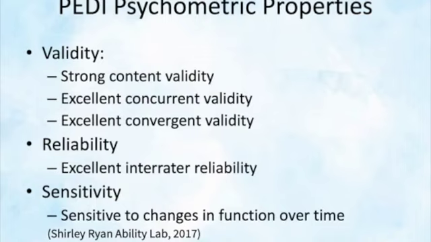For the psychometric properties, it's the gold standard for peds. So there's been a lot of research on it and information to back it up. So there are a lot of psychometric properties. These are also found on Shirley Ryan Ability Lab. For validity, it was reported that there's strong content validity, excellent concurrent validity, and excellent convergent validity. For reliability, it's reported that there's excellent inter-rater reliability. And for sensitivity, it's reported that it is sensitive to changes in function over time.